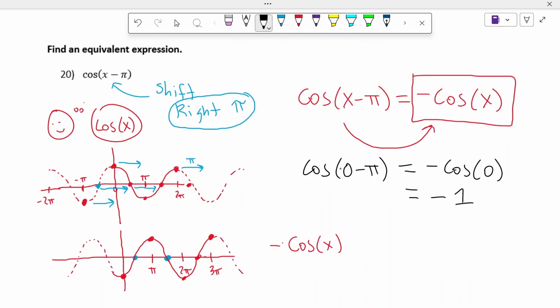Now, what is the cosine of 0 minus pi? Well, that's just the cosine of negative pi. And if I look at the original graph, the original cosine before I shifted it to the right, the cosine of negative pi is also down here at negative 1. So yes, this side was negative 1 for this guy, and of course, this side was also negative 1 for this guy. They are equivalent. They really give us the same thing. And so we found an equivalent expression. Our answer is negative cosine of x.